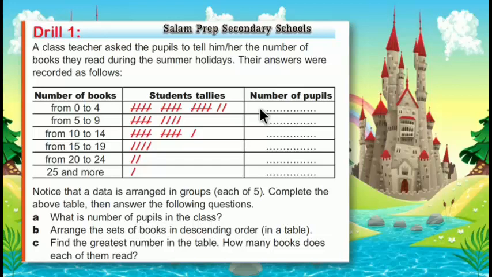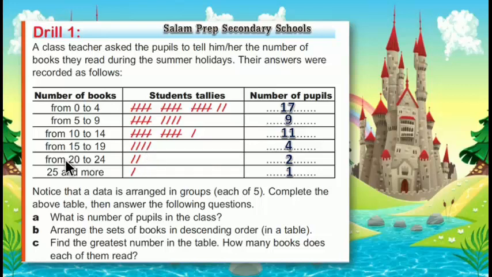Please look at number of pupils. We need to write the number of pupils in the class. The first range, please count with me: 5, 10, 15, 17. The second range, 5 plus 4 equals 9. The third range, 5 plus 5, 10, plus 1, 11. The fourth range, we have 4 marks, 4, okay?